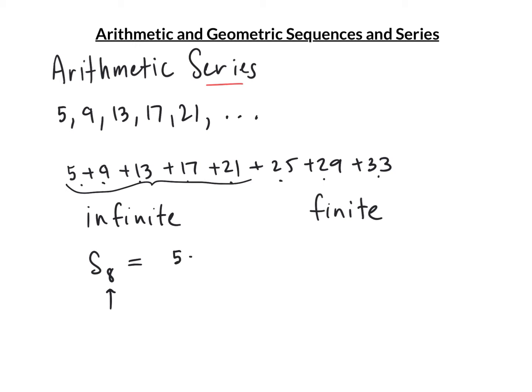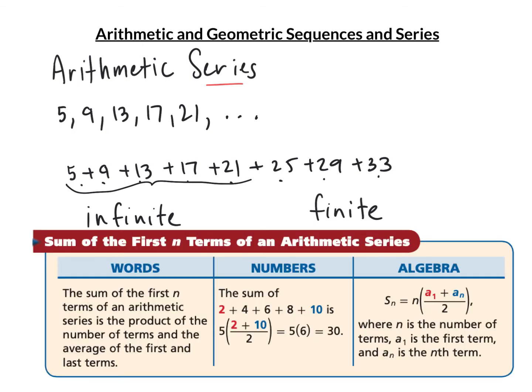We'll average the first and the last, 5 plus 33 divided by 2, and then you multiply by the number of terms, and there are 8. 5 plus 33 divided by 2 is 38 divided by 2, that's 19, and 19 times 8 ends up being 152. The partial sum then, S sub 8, of the first 8 terms in the sequence is 152. This can be generalized into the formula listed below here. S sub n, this is on the right, equals the number of terms times the average of the first and last term.